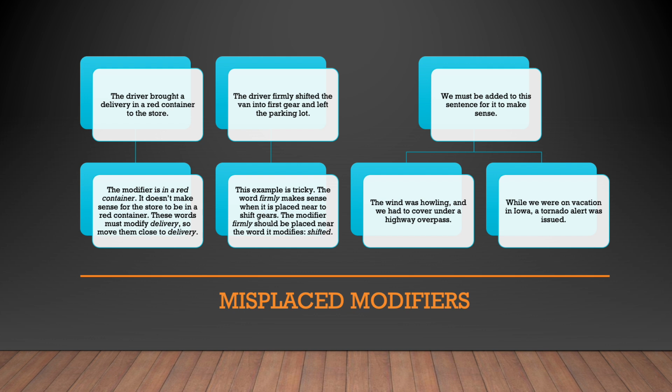The driver firmly shifted the van into first gear and left the parking lot. This example is tricky. The word firmly makes sense when it is placed near "shifted gears." The modifier firmly should be placed near the word it modifies, shifted. We must be added to this sentence for it to make sense. The wind was howling and we had to take cover under a highway overpass. While we were on vacation in Iowa, a tornado alert was issued.